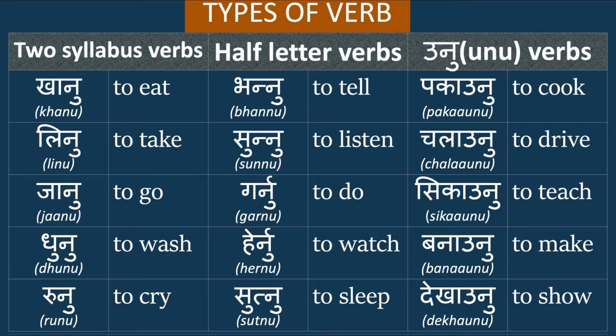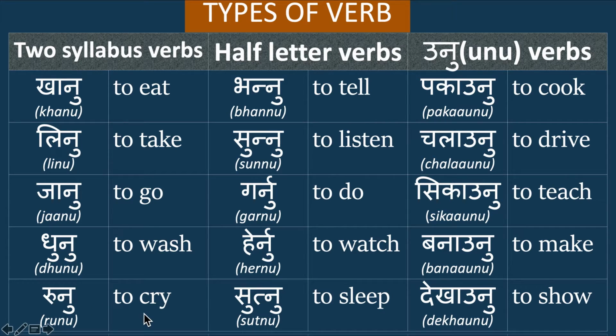There are three categorizations of verb. First is two syllables verb. Two syllables verb means the verb made by two syllables. For example, khanu, two syllables, which means to eat. Linu, to take. Janu, to go. Dhunu, to wash. Runu, to cry.